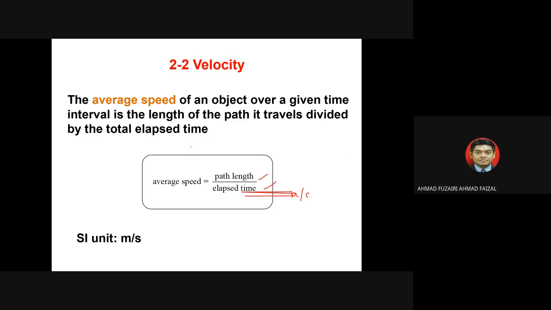Sometimes related to velocity is speed. Speed is also length over time. This one, velocity, is a vector quantity. This one, speed, is a scalar quantity. Although they share the same equation, the concept of velocity always relates to displacement, but speed is always related to distance. So that's how we get the difference between scalar quantity and vector quantity.